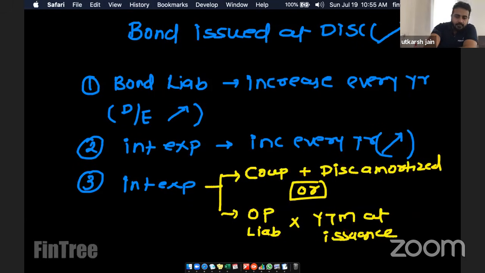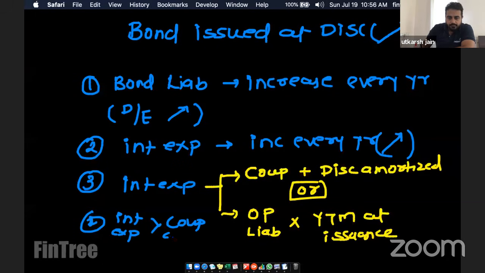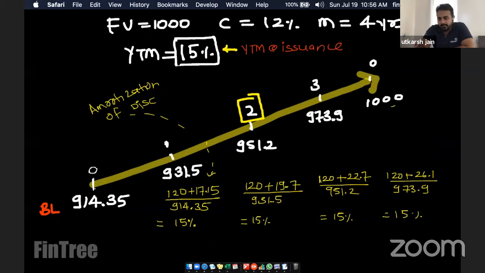And then the final, fourth observation: here, interest expense is going to be higher than the coupon amount. Look at each of the years. For example, year 3. Can you tell me what is my expense? In my profit and loss account, what expense am I going to show in year 3?